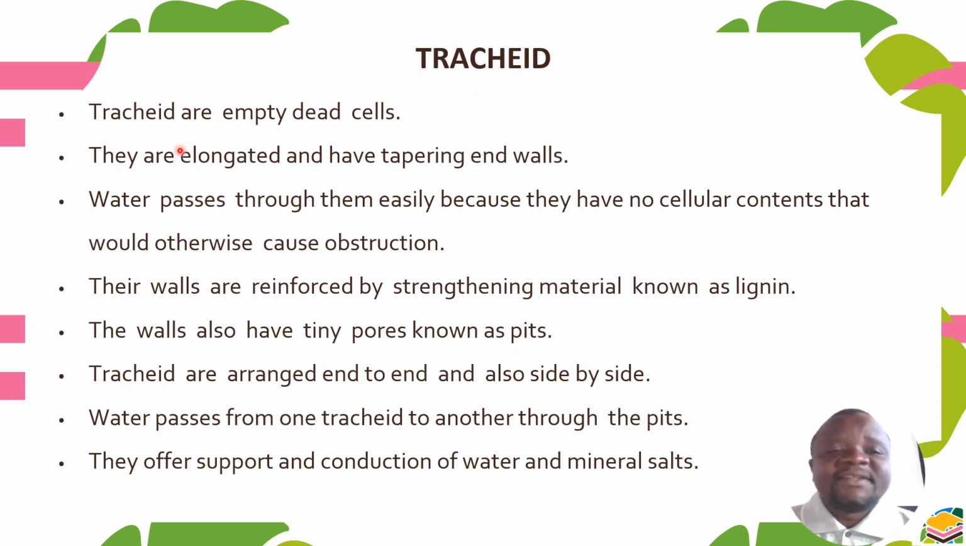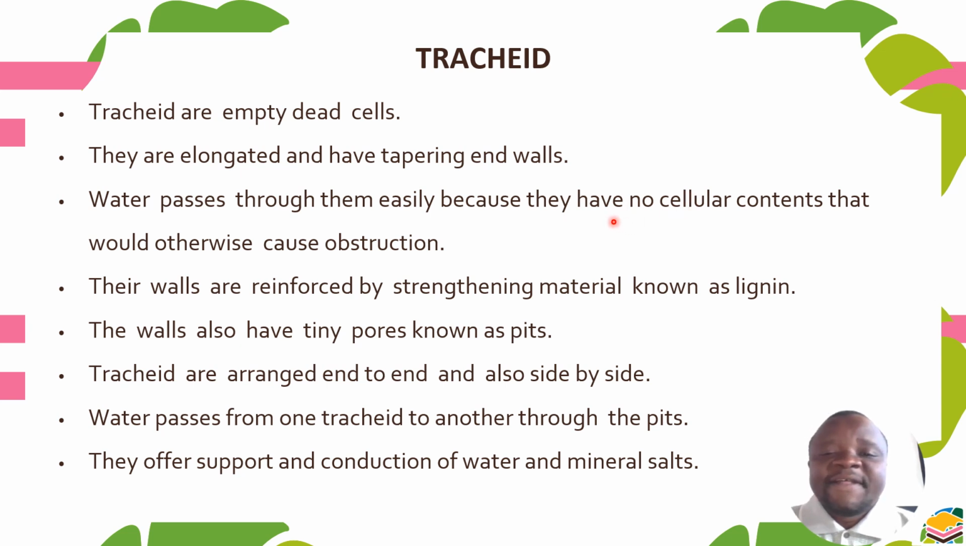So the tracheids are empty dead cells. These are not living cells. They are elongated, meaning that they are long, and they have a tapering end. By tapering end, we mean they have a pointed end. Water passes through them easily because they have no cellular contents that would otherwise cause obstruction or block the substance that is being transported.